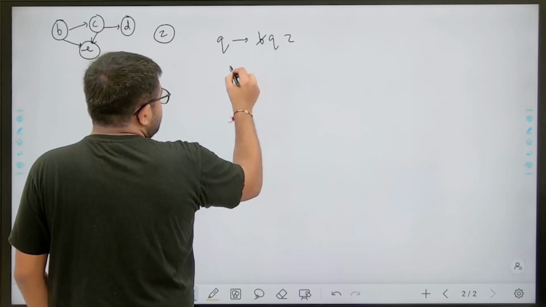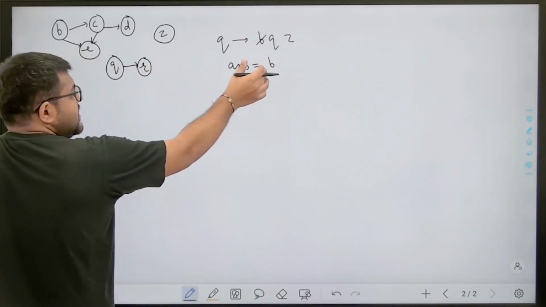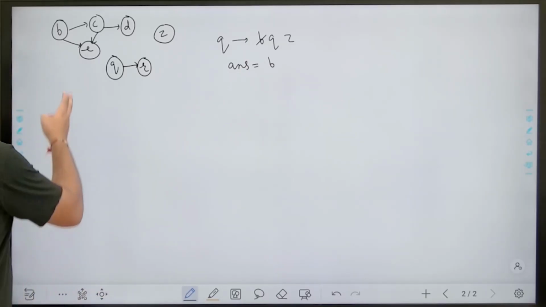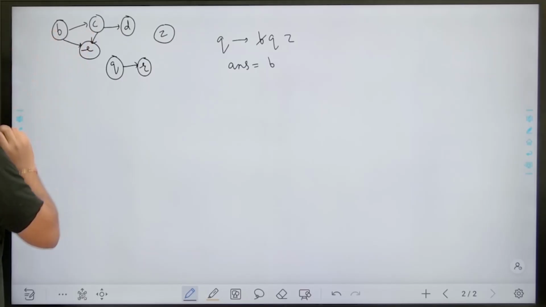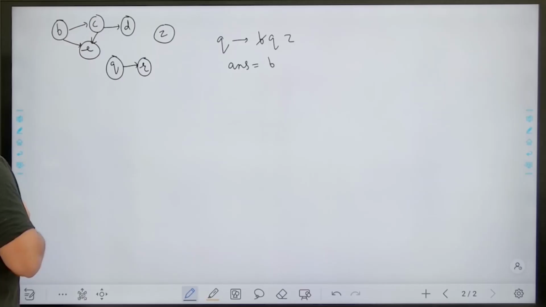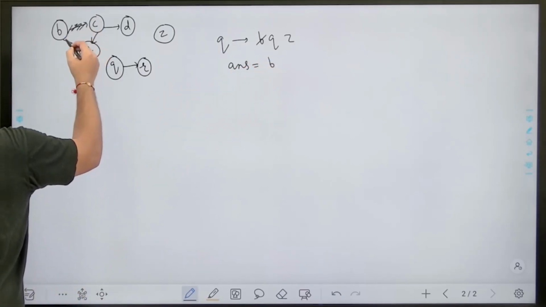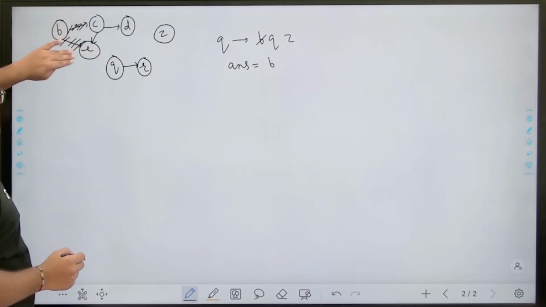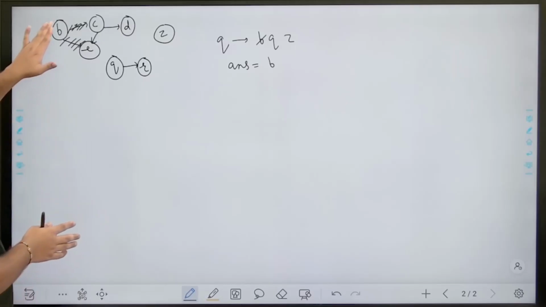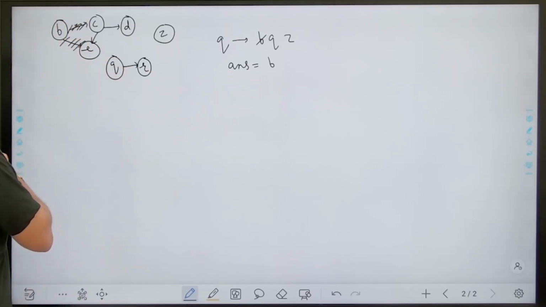So I'll pop out B and add that B to my answer. Now since B is added to my answer, I'll nullify the effect due to B. What does that mean? C and E were dependent on B. C said that B must come before me. E also said that B must come before me. Now since B has already occurred, I can nullify the effect of these two edges. Now C and E have one less incoming edge towards them. Originally B must come before C, but now since B has already occurred, I'll nullify the effect because of that.